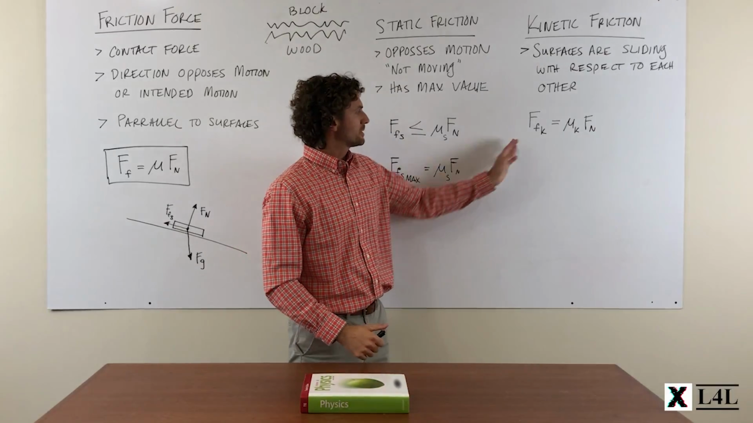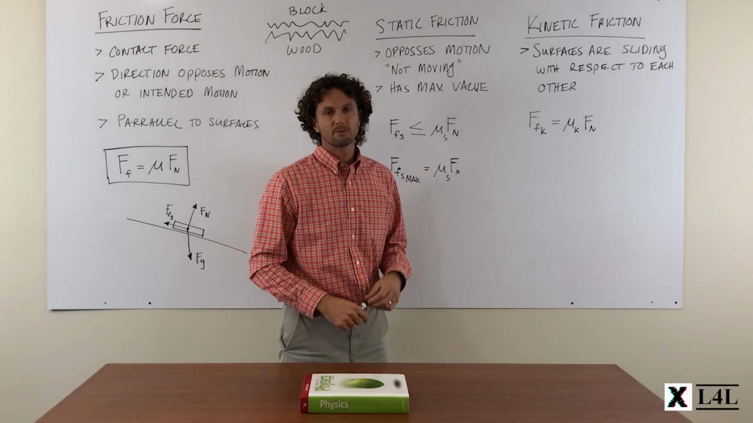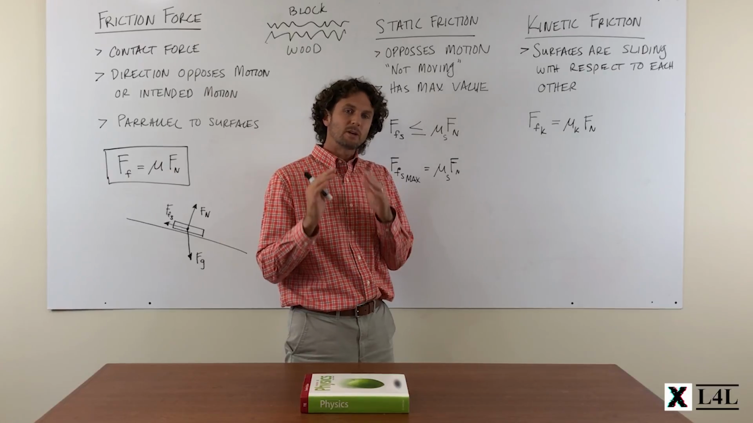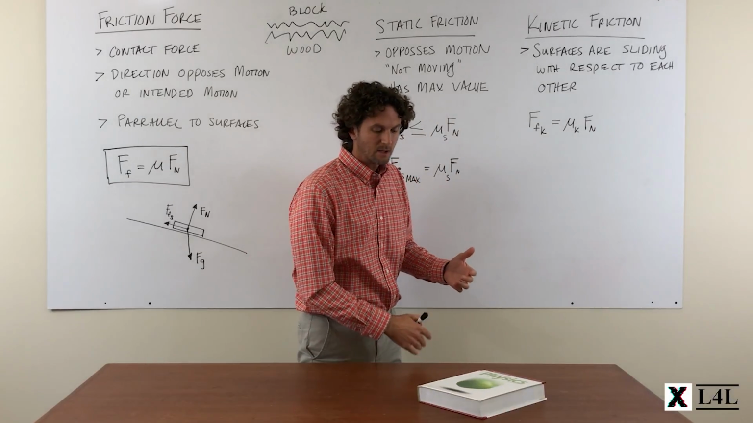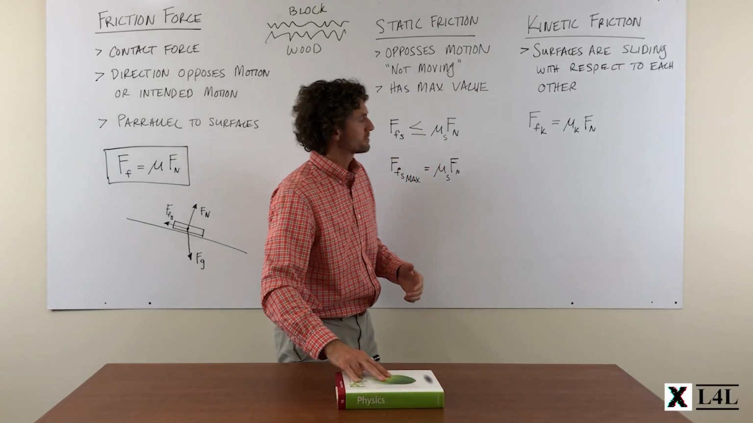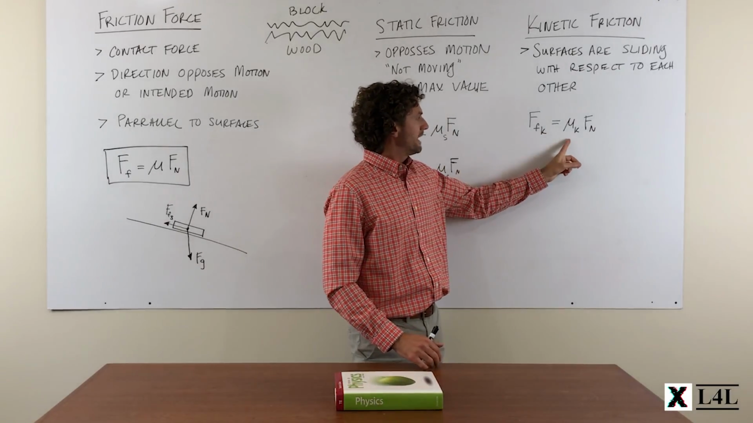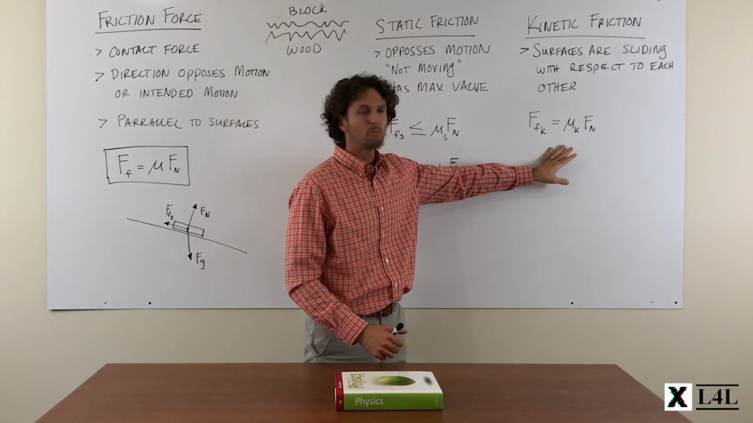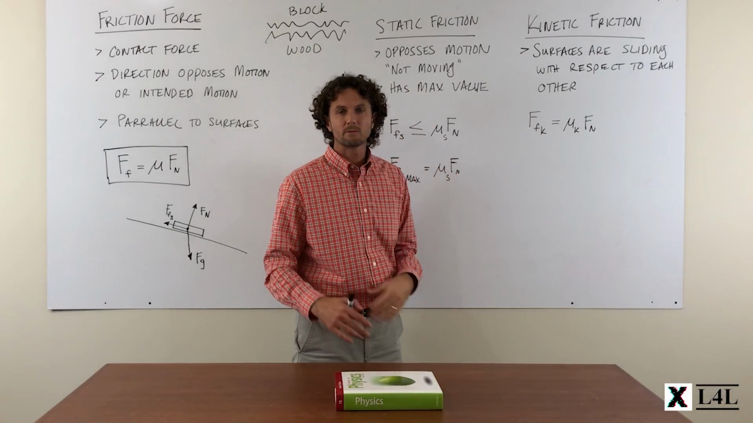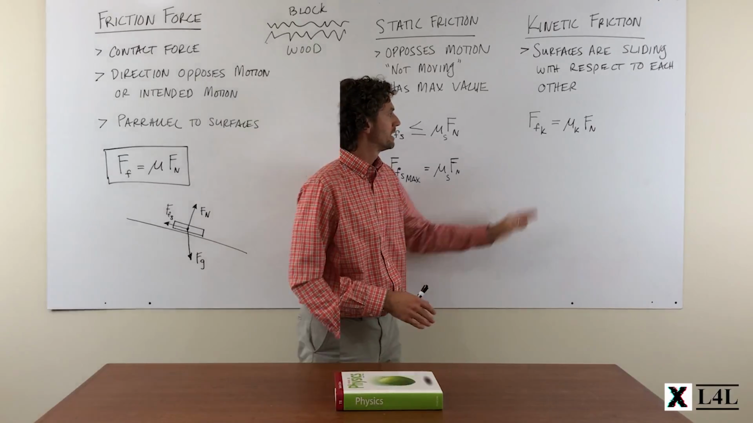All right, let's first talk about the force of friction for sliding or kinetic friction. The force of friction when the objects are sliding and interacting with each other and moving with respect to each other has a specific coefficient of kinetic friction times the normal force. It's what it will be no matter what, always, when an object is sliding with respect to each other.